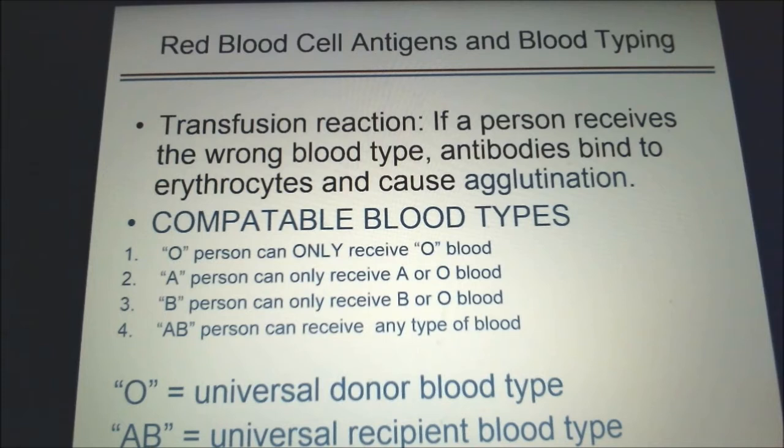Transfusion reaction: if you receive the wrong blood, the antibodies bind, they'll hemolyze the blood, can go into renal failure, they'll cause a lot of trouble. Compatible blood types: O can only receive O blood, A can receive A or O, B can receive B or O, AB can receive any blood type. O is the universal donor, AB is the universal recipient.